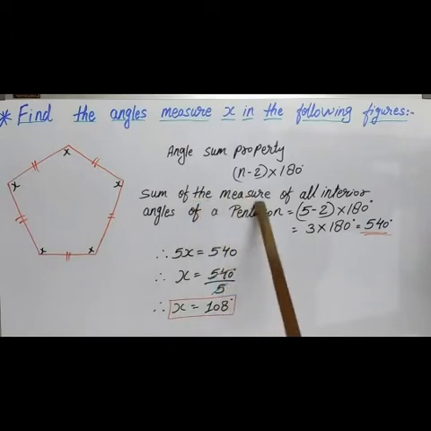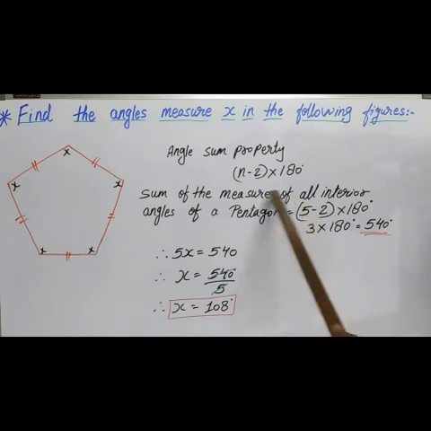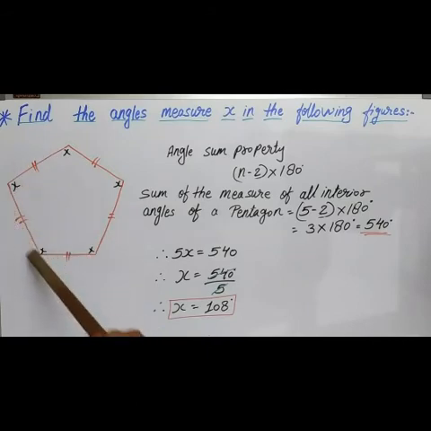Now the sum of the measures of all interior angles of a pentagon. Formula is n minus 2 multiplied by 180. In a pentagon there are 5 sides, so we put n value as 5. 5 minus 2 multiplied by 180 degrees. 5 minus 2 means 3. 3 multiplied by 180 degrees is 540 degrees. It means the total of the angles is 540 degrees.